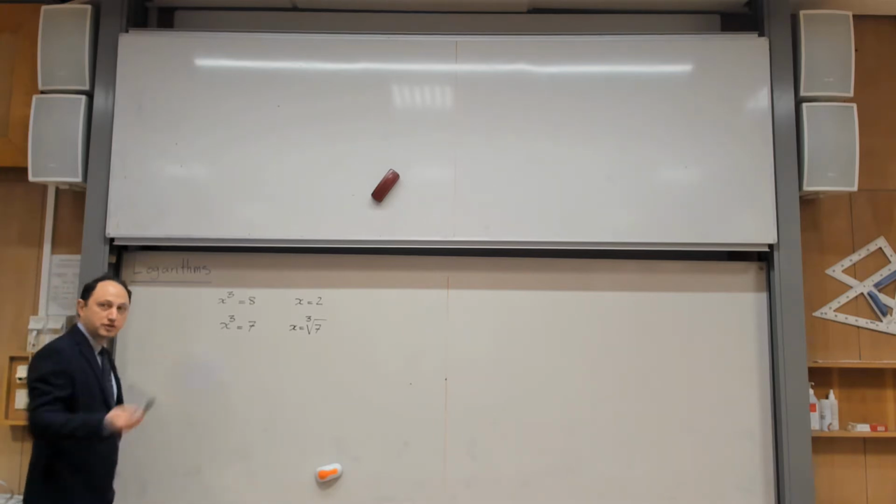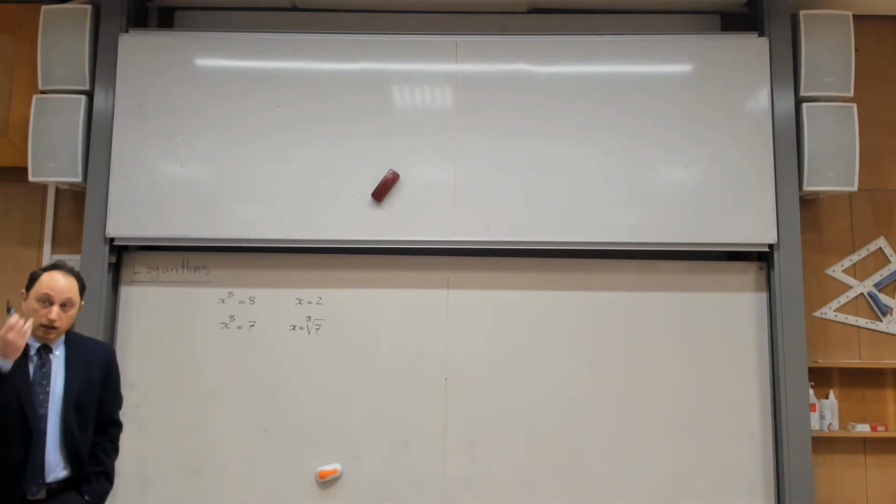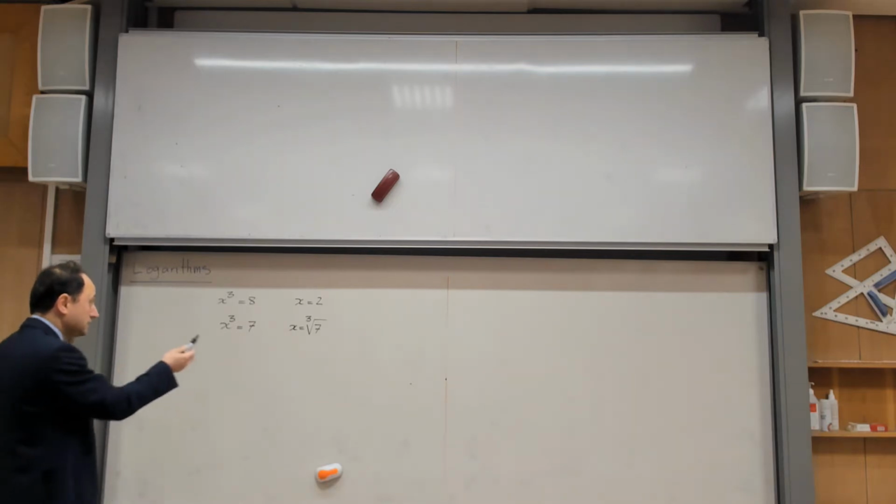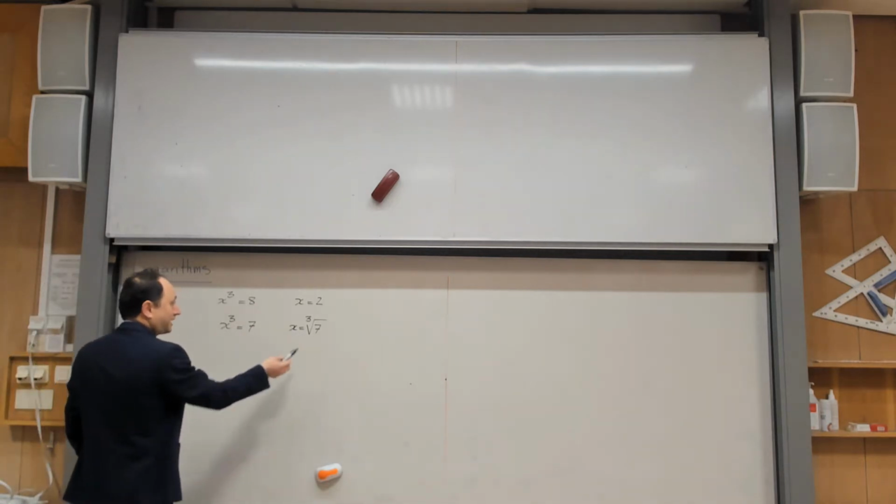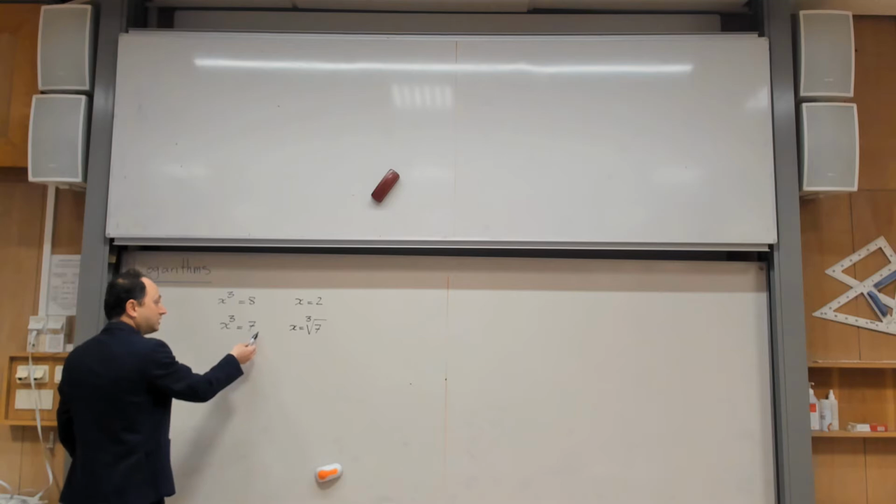Yes, so this notion of the third root is actually referring to the number whose third power is 7. Okay? And then if I ask you what is the third root of 7, you just tell me that is the number whose third power is 7. How do we know such a number exists?